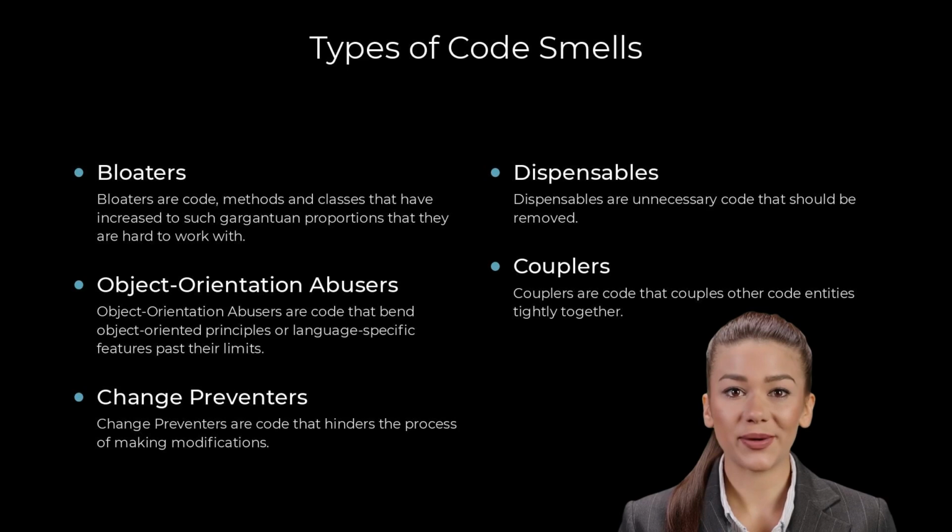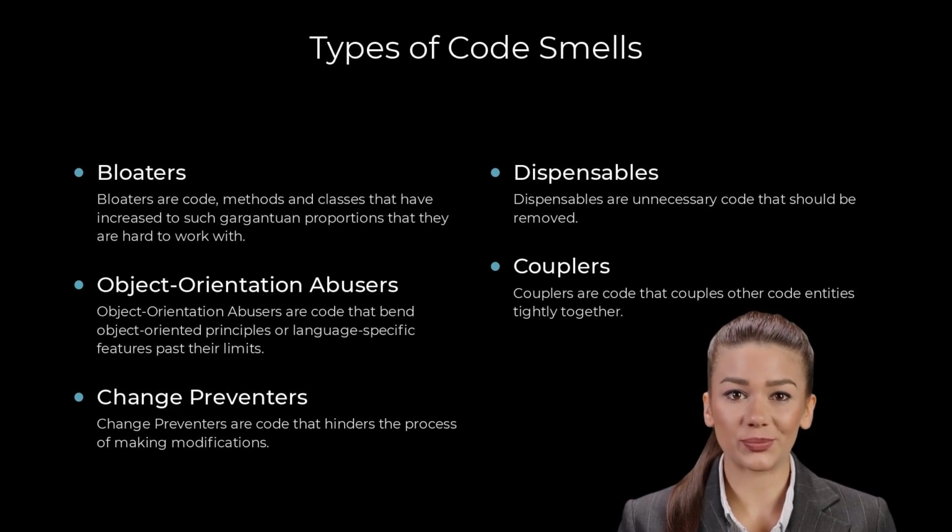2. Object orientation abusers. Object-oriented programming is a powerful paradigm when used correctly. However, object orientation abusers are code smells that indicate an improper application of OOP principles. Examples of such smells include inappropriate intimacy, refused bequest, and God objects. We'll delve into the symptoms of these issues and demonstrate how refactoring can lead to better encapsulation, inheritance, and polymorphism, resulting in a more robust and maintainable codebase.